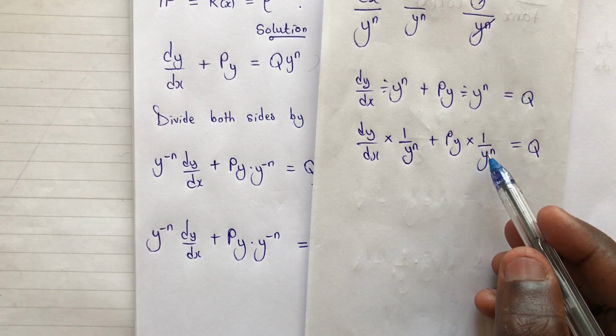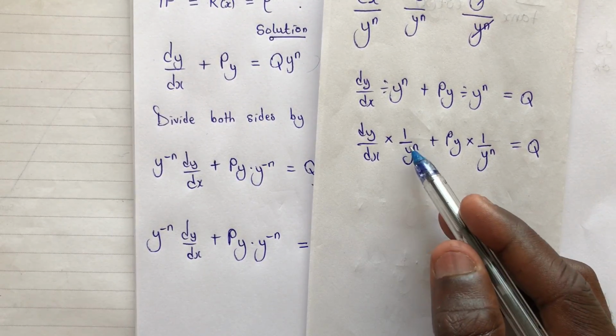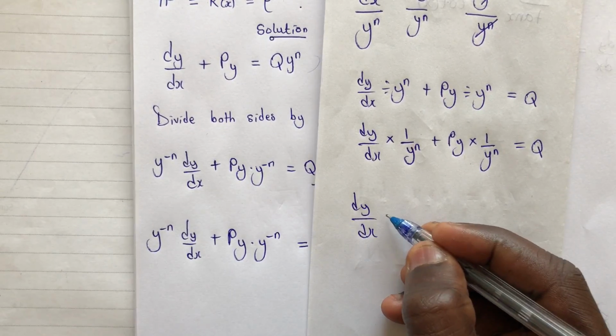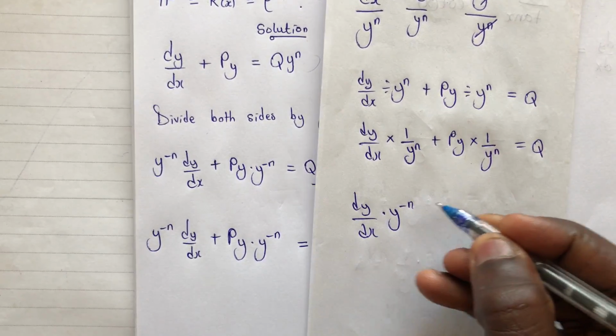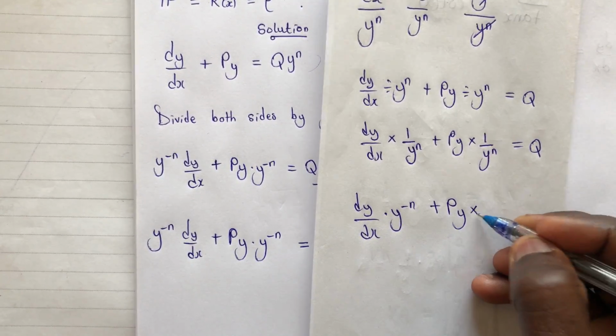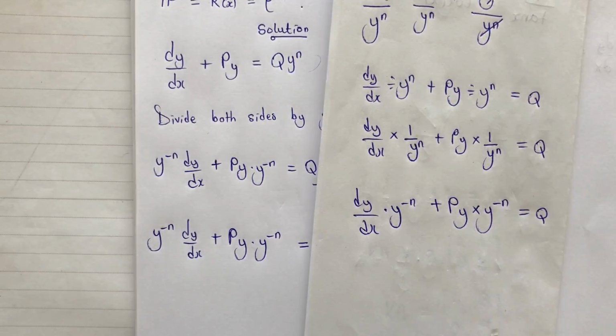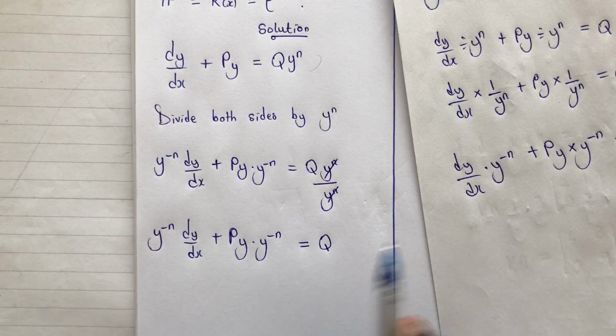Now, when I change this to linear function, I'll get negative n. So this is dy/dx times y^(-n) plus p y times y^(-n) equal to q. So that was how come we are getting this.